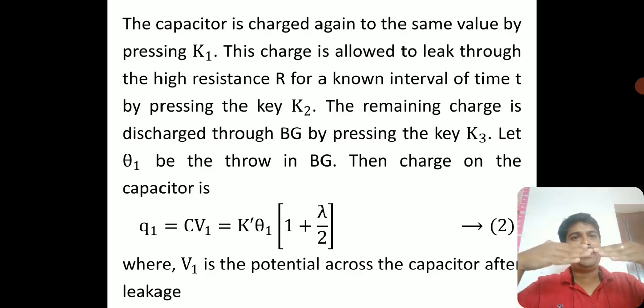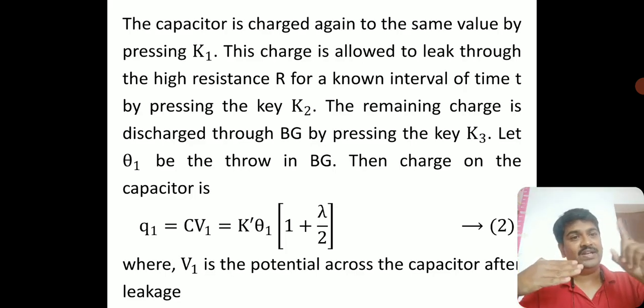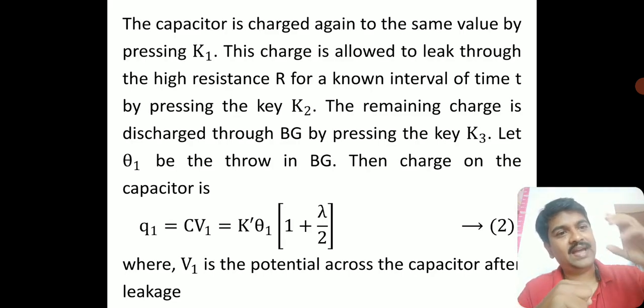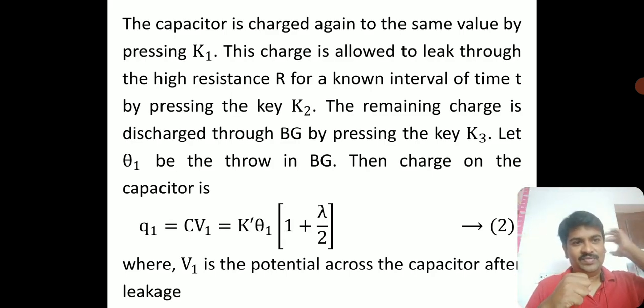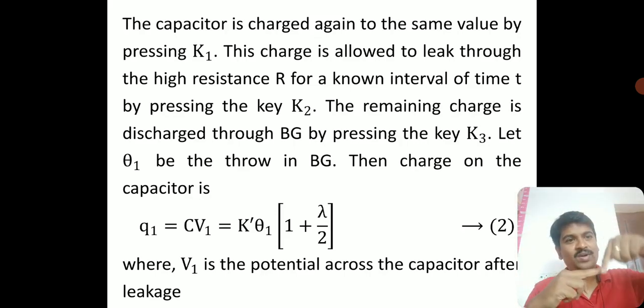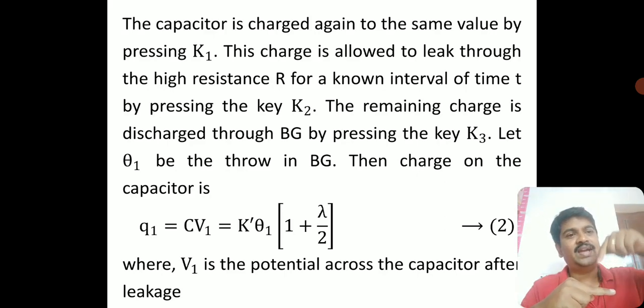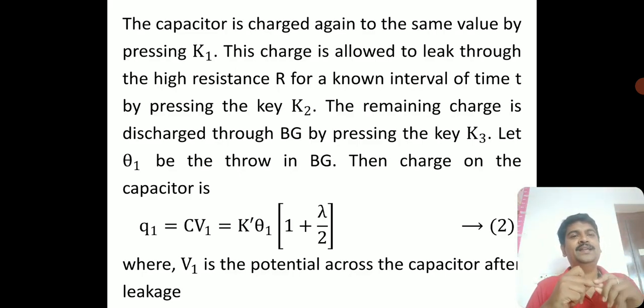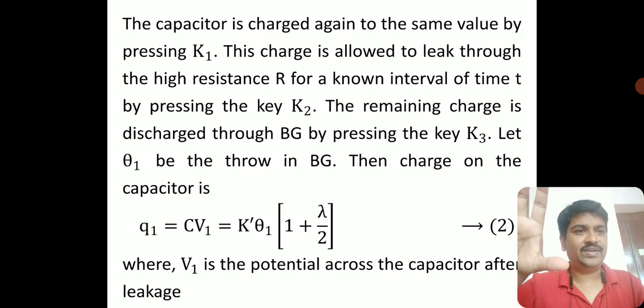Right, this makes equation 1. Now again the capacitor is charged to the same value. Be careful: you need to charge the capacitor to the same value by pressing the key K1 for the same period of time as before. While charging the capacitor the first time, note down how long you pressed key K1, and press key K1 for the same period of time again to charge the capacitor to the same value. This charge is allowed to leak through the high resistance for a known interval of time.